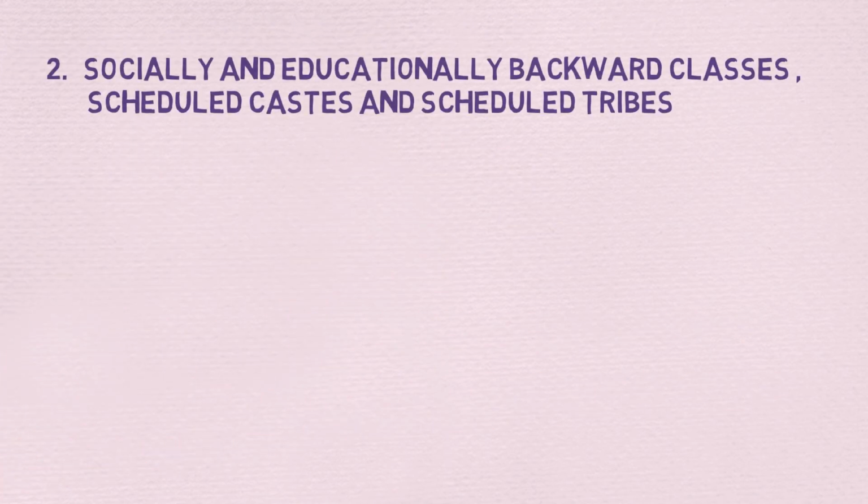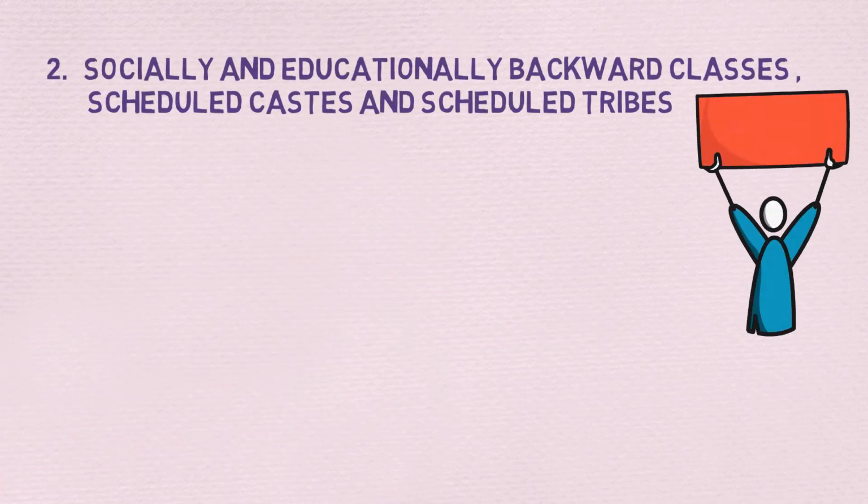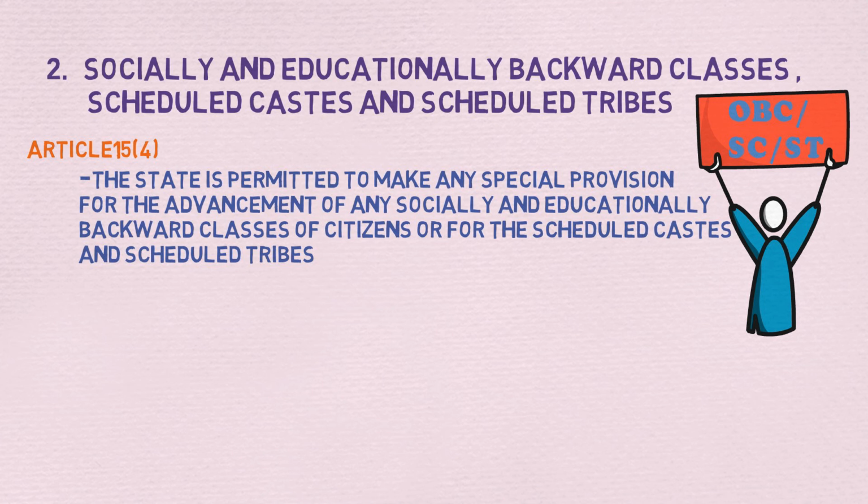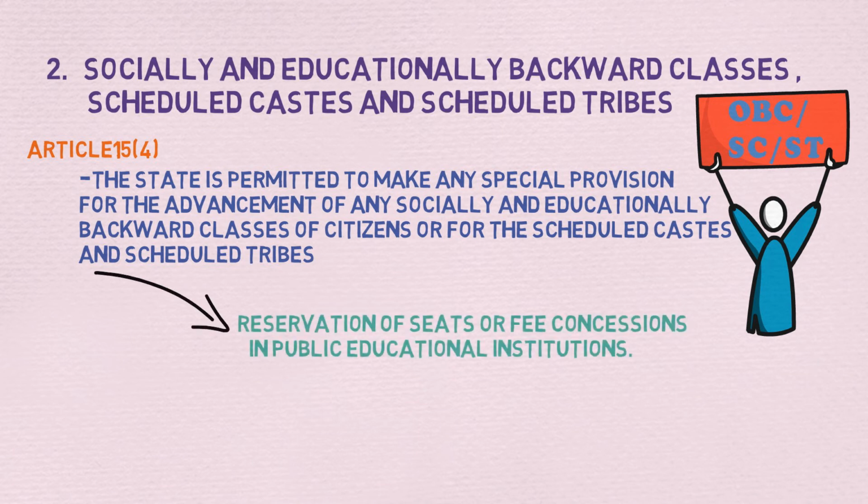Second, socially and educationally backward classes, scheduled castes and scheduled tribes. According to Article 15 Clause 4, the state is permitted to make any special provision for the advancement of any socially and educationally backward classes of citizens or for the scheduled castes and scheduled tribes. Using this clause, the state is empowered to provide reservation of seats or fee concessions in public educational institutions.